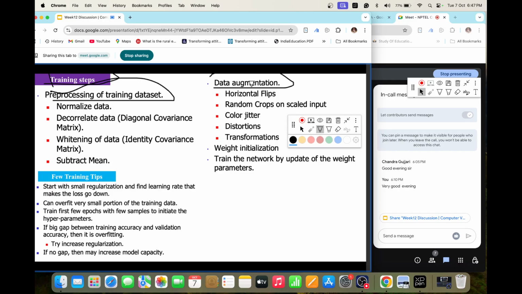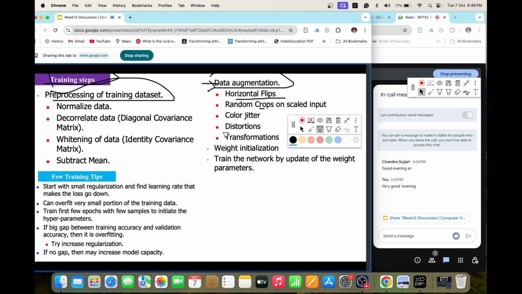So for that you require more images, but you cannot just click the images again and again, right? So what we do is take a few images and apply data augmentation techniques. From a small number of images, we multiply the number of images by different types of augmentation, like horizontal flip, random crops, distortion, transformation, etc. By this we create more images from fewer images. So these are the two training steps you first have to do in dataset preparation.